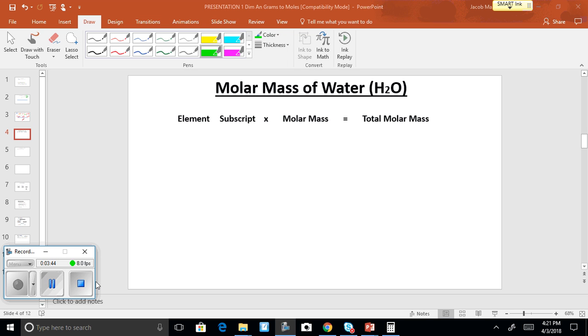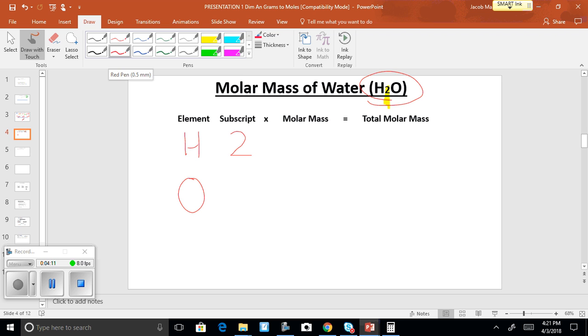So let's figure out the molar mass of water, and you're going to use the same technique we did last class. Here's our molecule, it's water. What elements do we have here? We have hydrogen, we have oxygen. That's it. Now let's look at our subscripts. What's our subscript for hydrogen? I go back to my molecule and I see this number 2 there. That's my subscript for hydrogen.